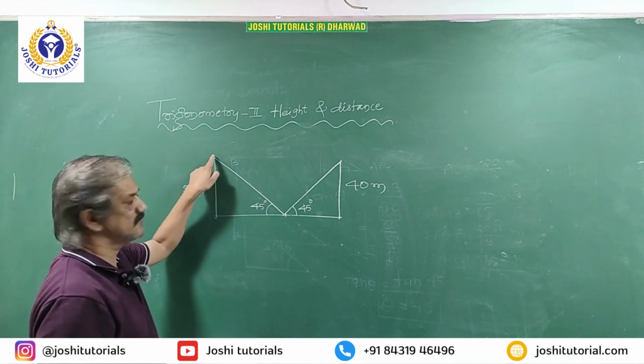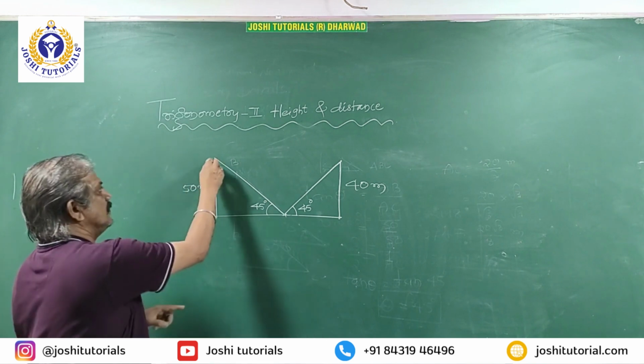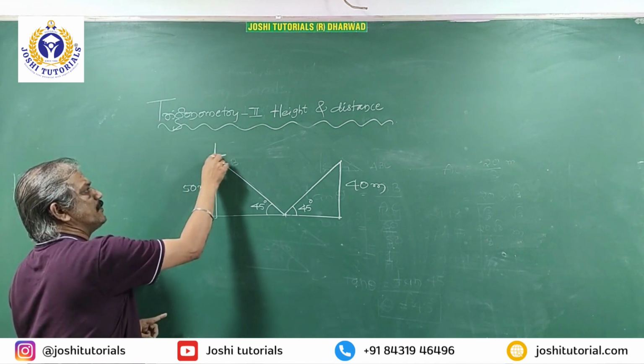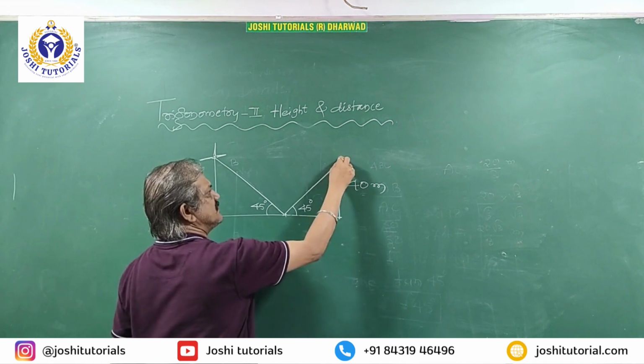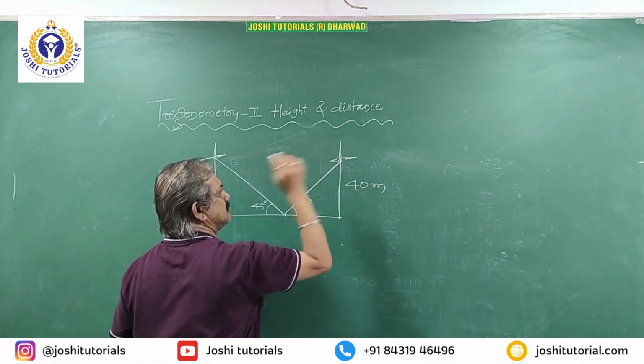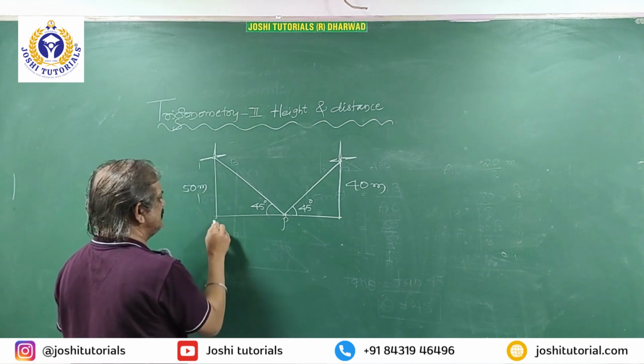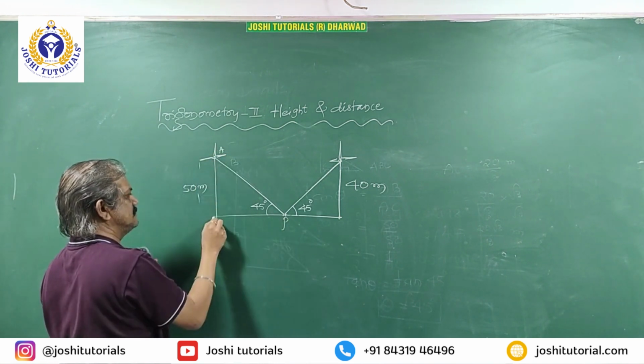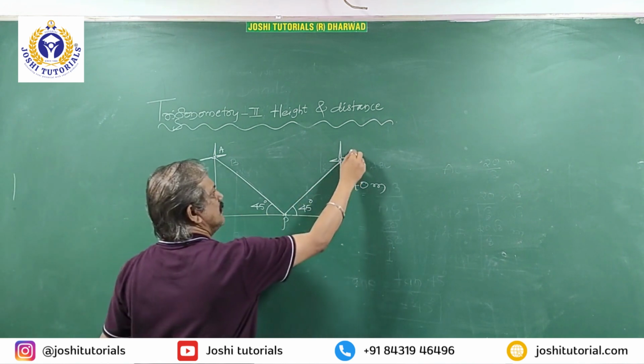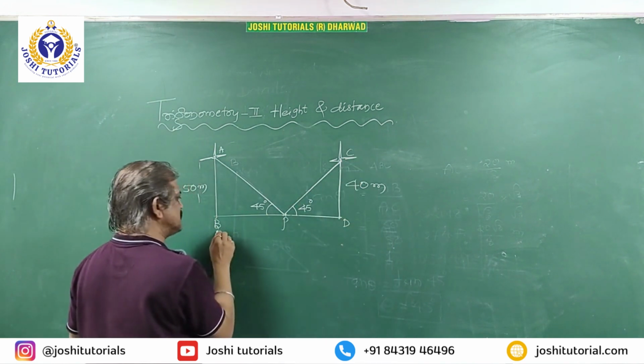Once he observes the top of one windmill, and this is another windmill. The heights are given. Calculate the distance between the two windmills.